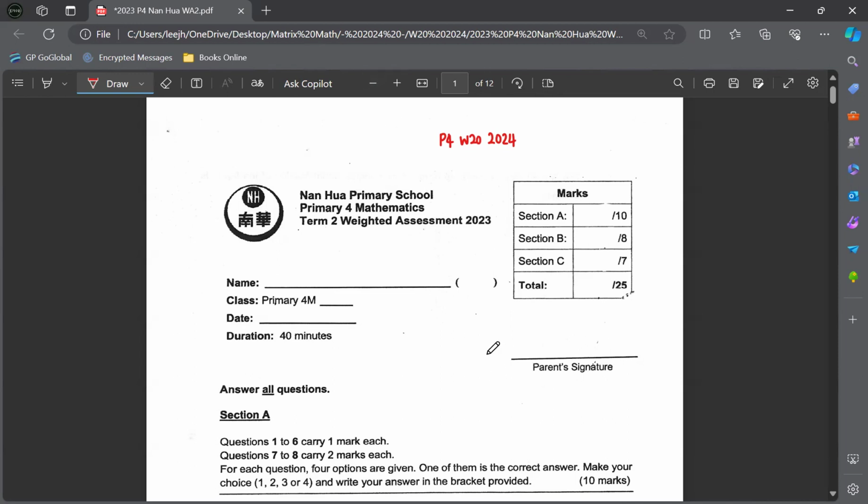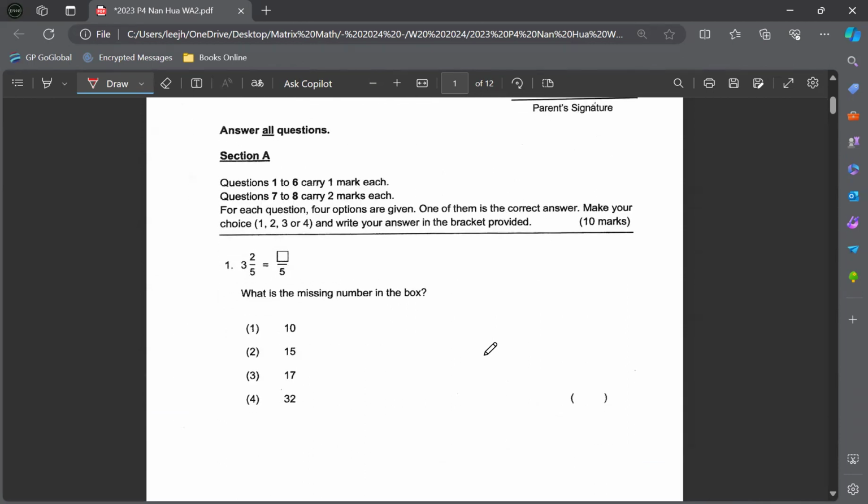So I'm going to go to the first question. Okay. First question is 3 wholes and 2/5 is equals to what over 5? So the numerator is missing. So what we do is, there's spaces here, so you can do your working over here. So 3 wholes 2/5 equals to something over 5. So how do we find this missing number? Okay, so it's very simple.